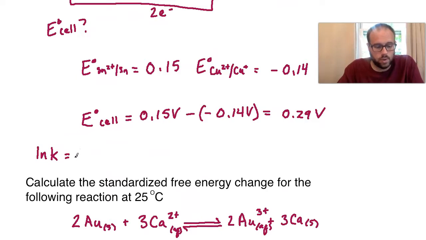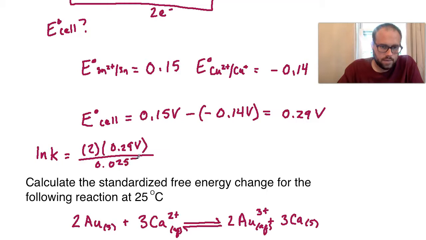So what I'll end up with is 2 times the E cell over 0.0257 volts. And that is going to equal 22.6. So keep in mind, this is not the answer. This is the natural log of the answer we're looking for.